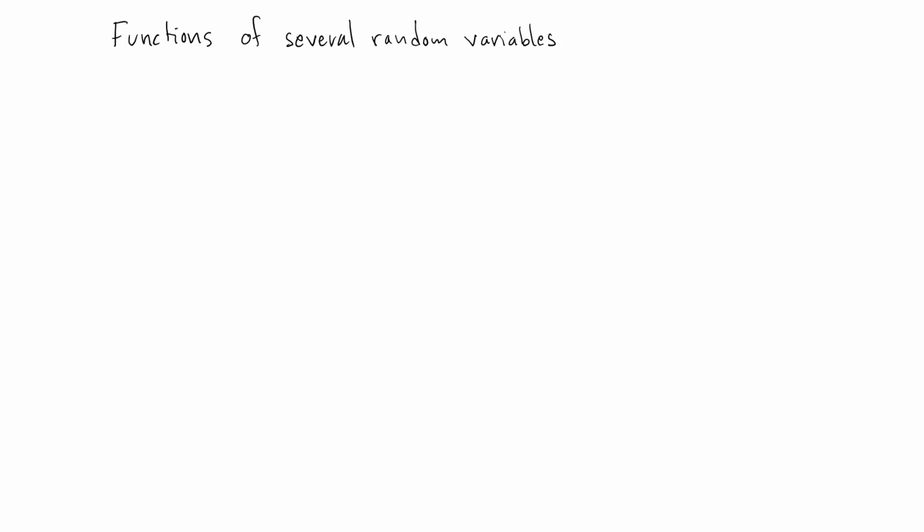We know what we mean by a function of a random variable, and we also know that we can define several random variables on the same experiment. So a natural step would be to define a function of several random variables. Let's begin by illustrating this with an example.